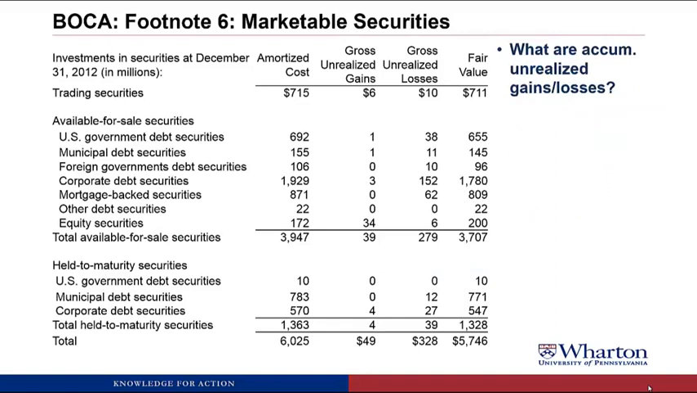Next question, what are the accumulated unrealized gains and losses? So the total gains or total losses between when the security was originally bought and what it's worth today. So the total accumulated unrealized gains are 49, which is the total in this column here. And losses, it's the total of the gross unrealized loss column, which is 328.